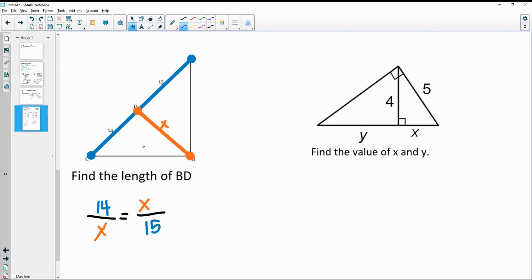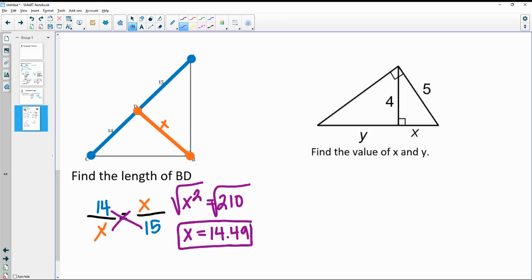So cross multiplying here, okay, we would get x squared is equal to 14 times 15, which is 210. And so then to solve for x here, we're going to square root both sides. And so the square root, if you do this as a decimal, the square root of 210 is equal to 14.49. So that altitude is about 14.49. Could leave it as square root of 210 if you wanted for an exact answer. Otherwise, 14.49 is the approximate answer.